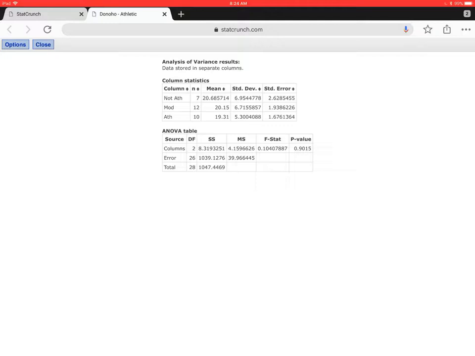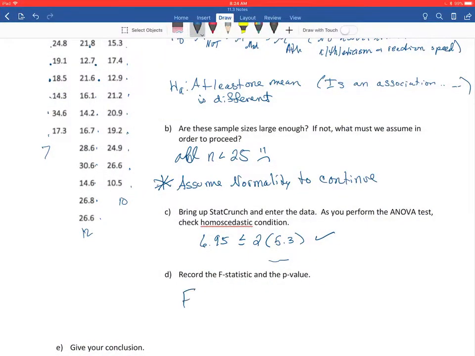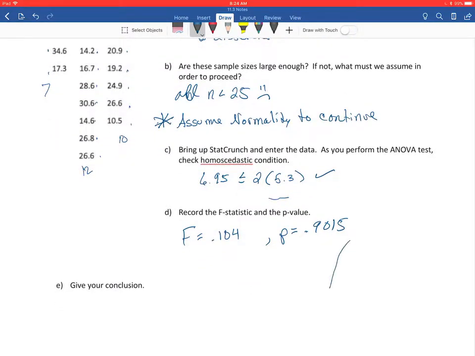Now that we know we're good, we can record the F statistic and the p-value. I can flip back over here and find those. They're down in this lower right-hand corner. So it looks like my F stat is about 0.104 and the p-value is 0.9015. So F is 0.104, p is 0.9015. Again, to remind ourselves, this is the right-skewed distribution. F is very small, down here at 0.104, which in turn makes this p-value very large.